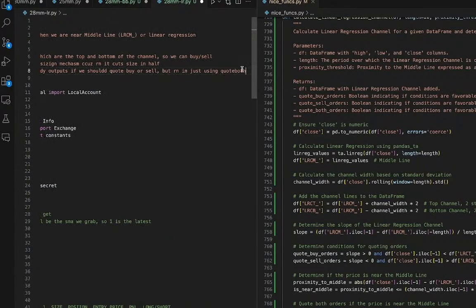And I'm only going to use quote both because right now I'm looking for a lot of trades.